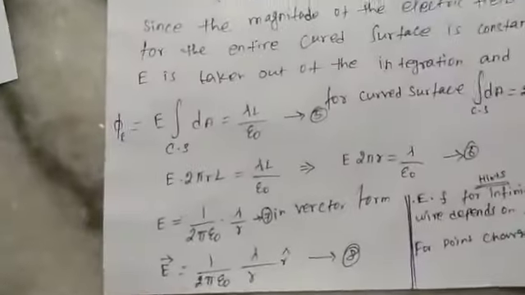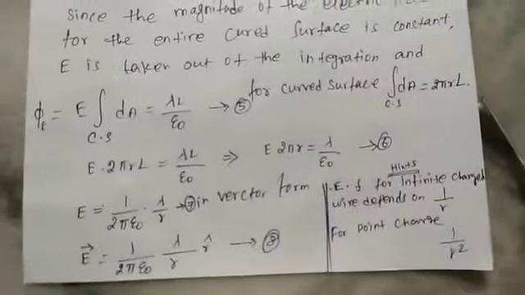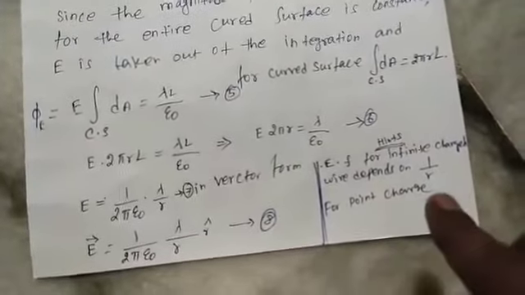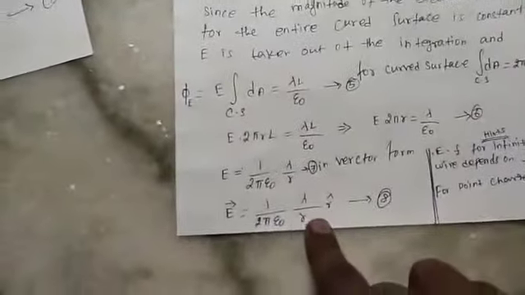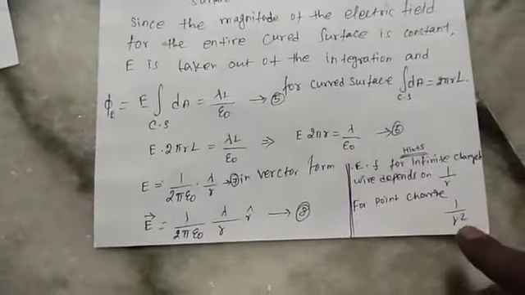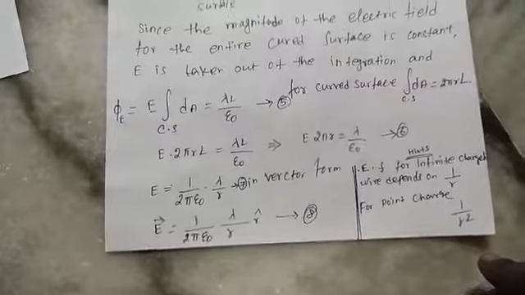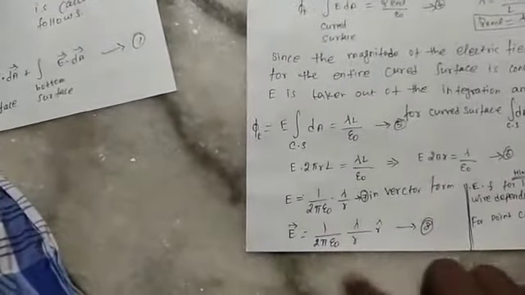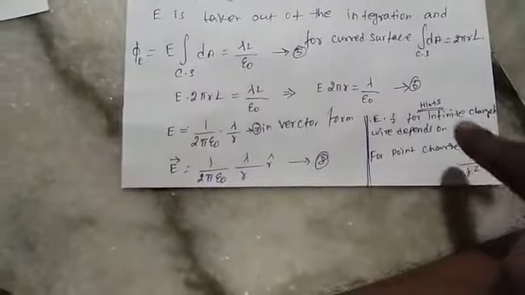Very important equation. Hint: the electric field for the infinite charged wire depends only on 1 by r. The electric field is inversely proportional to r. But for point charges, the electric field is inversely proportional to the square of the distance, that is, 1 by r square. That is the Coulomb's law concept, while this is the Gauss law concept. So that's all.